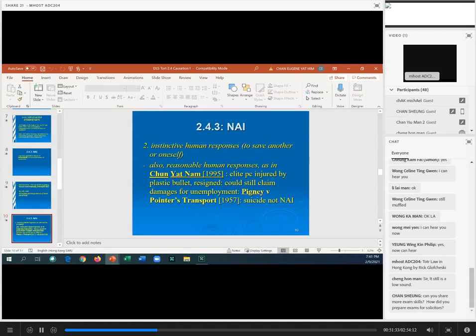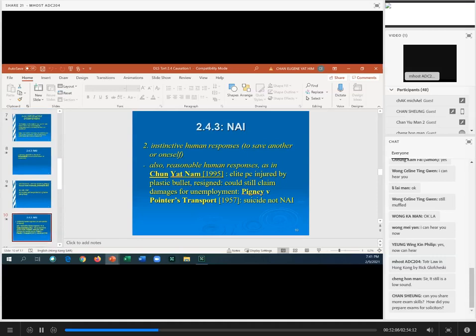Pygmies and Pointers is an interesting case. Somebody was injured in an accident, then committed suicide, and the court found that it was reasonably foreseeable that such a person who suffered head injuries might indeed commit suicide because he suffered from a mental illness. So there was no break in the chain of causation. That was not a novus actus interveniens. So that's Pygmies and Pointers. I haven't got a page reference for that.